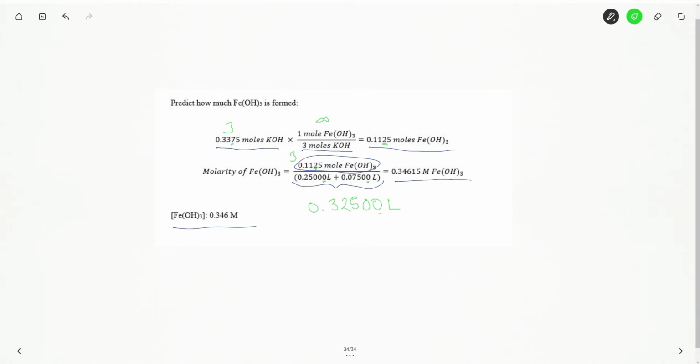Now when I plug that in to do my multiplication division, that is going to have 5 sig figs. So my moles of iron 3 hydroxide are going to limit my final calculation. I should be rounding to this decimal place right there. Again, you can see in my final answer I have 3 sig figs.